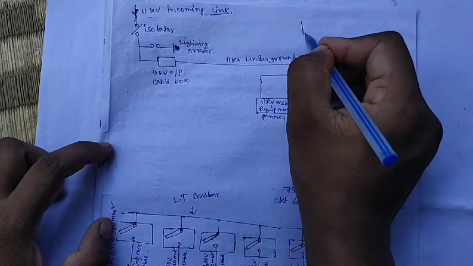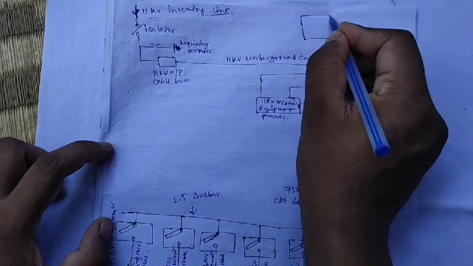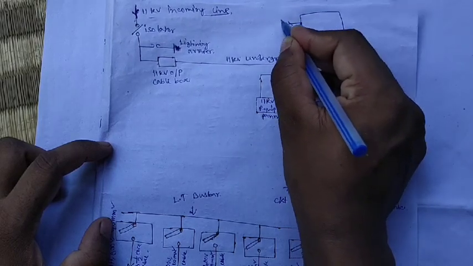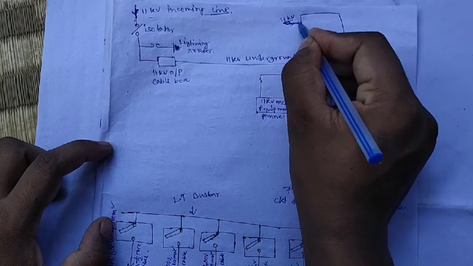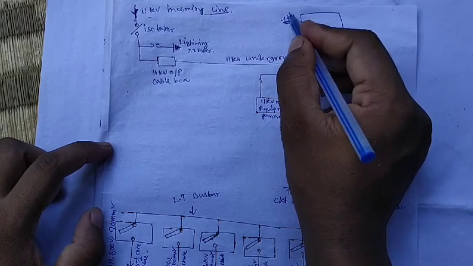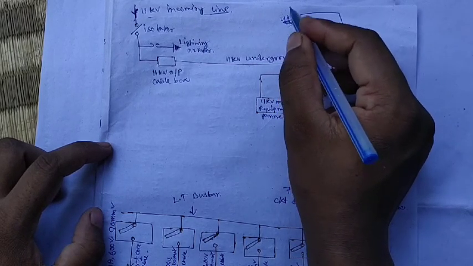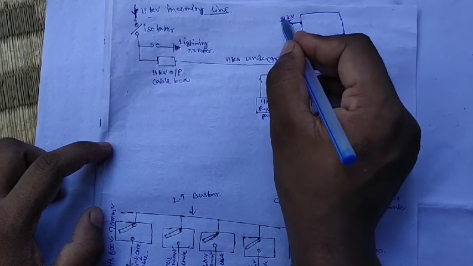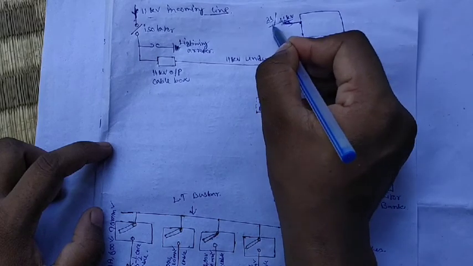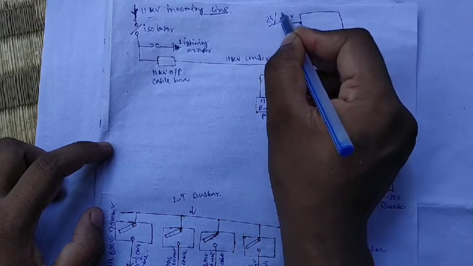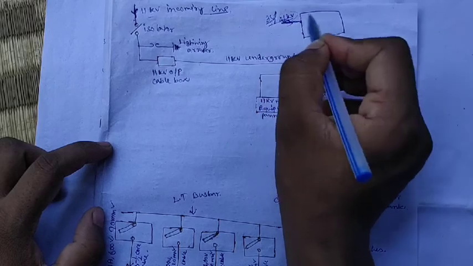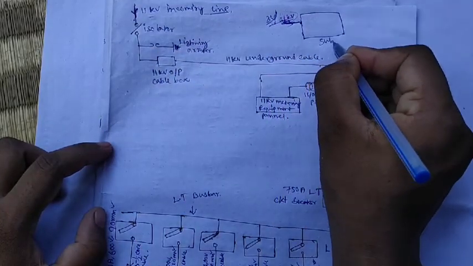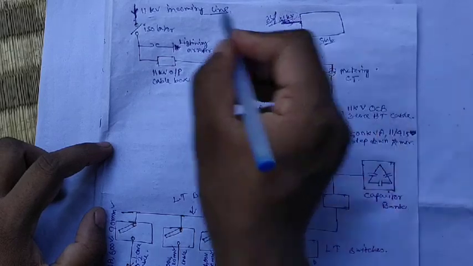Suppose this is the substation area, and this 11 kV line is inputted from another substation, suppose a step down substation, that means a 33 by 11 kV substation. This 11 kV is coming from a 33 kV substation, so 11 kV is inputted in this substation.